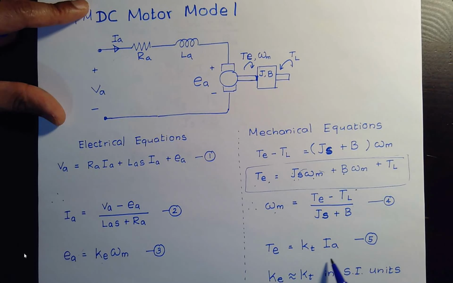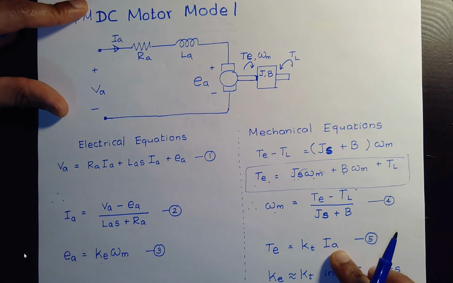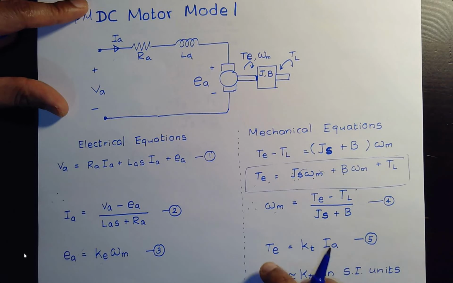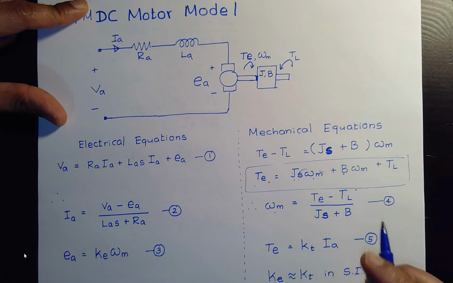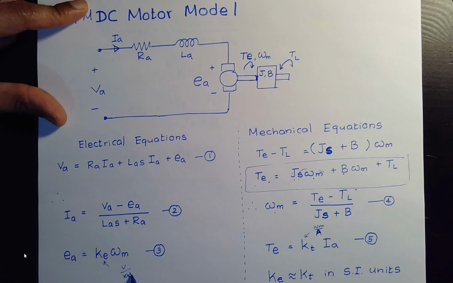Now then we have to look at what our electromagnetic torque is. This is where we make the link between the electrical and the mechanical system, at least one link. You can see that this is the torque constant. Again, it's constant for a motor, for our discussion at least. The torque constant times current gives you the electromagnetic torque. The units here are Newton meters per amp, and the units for KE, in SI units, are volts per radians per second. So TE is KT times IA.